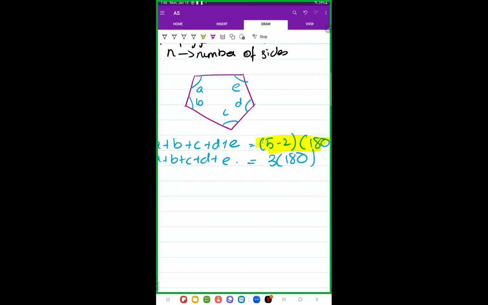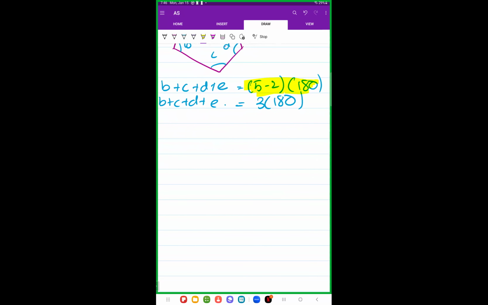Like we say in a triangle, all angles add up to be 180. Over here, all angles should add up to be this value, whatever the value comes out to be. Make sense? So what if it was like a hexagon? So I would do 6 minus 2. Exactly. 6 minus 2 into 180.